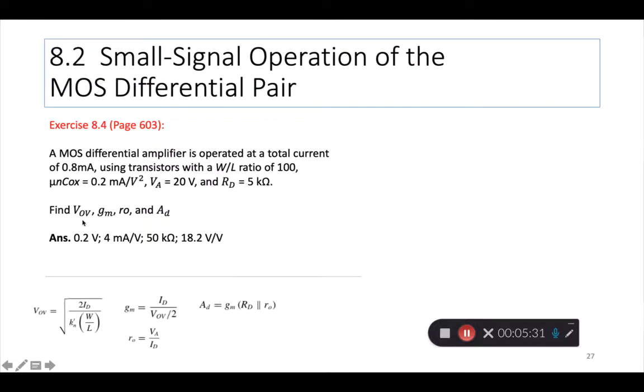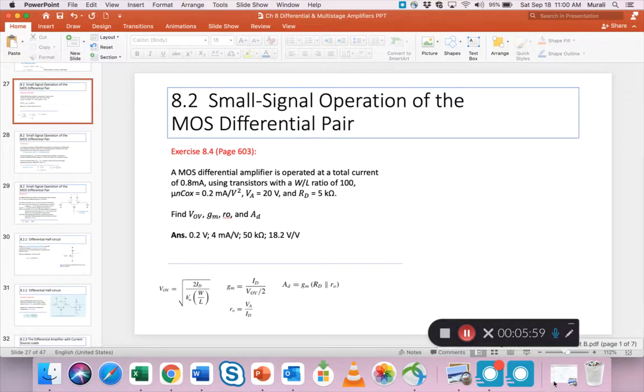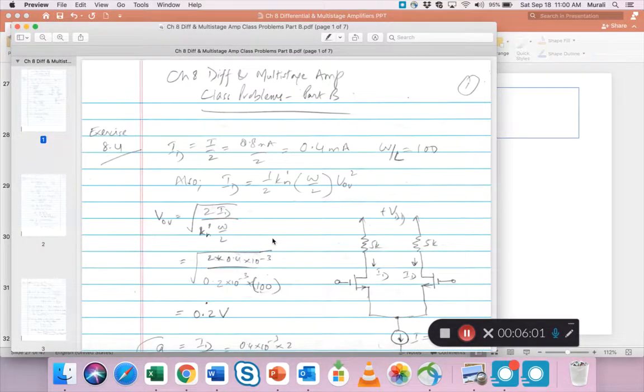So given all this, find VOV, then find GM, RO, and AD. These are small signal parameters. VOV we know, anyway, as required. So the formulas to use are, VOV, which comes from the current ID formula. GM is this, RO is this, AD is this. So pretty straightforward application of the formulas that we have talked about.